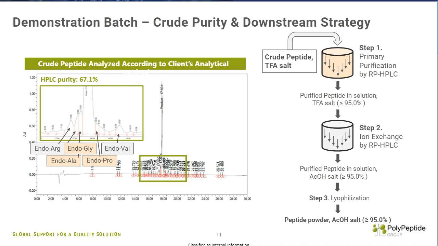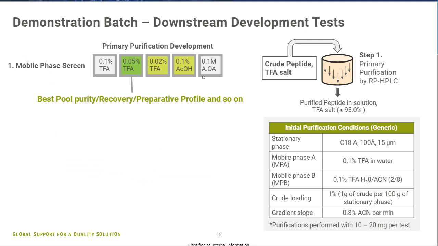But in order to define conditions, we generally perform what's called a purification screen. To do this, we generally start with what we consider our generic conditions for a peptide purification.